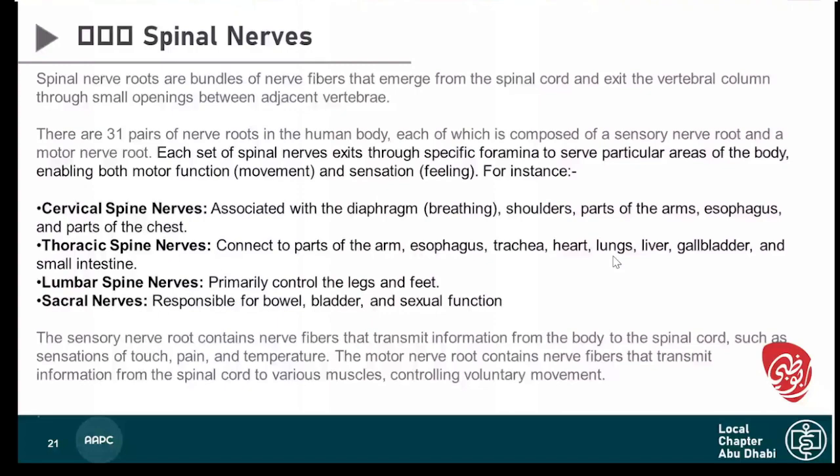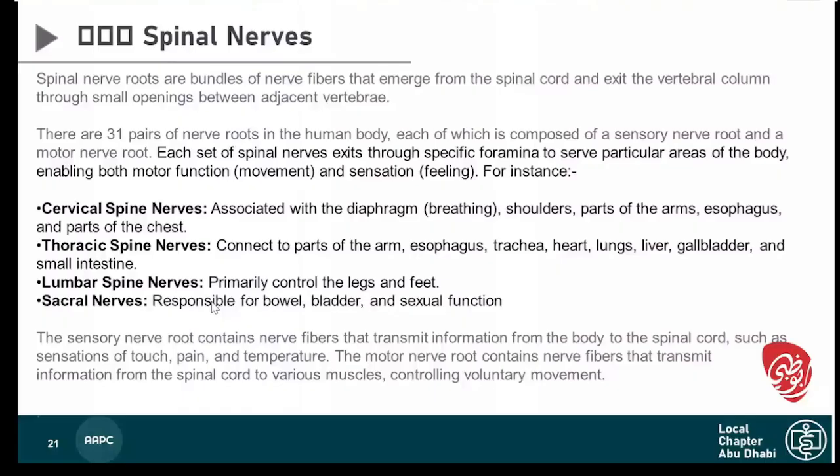Here we can see cervical spinal nerves associated with the breathing, shoulders, parts of the arms, esophagus, and parts of the chest. Whereas the spinal nerves that exit from the thoracic spine connect to parts of the arm, esophagus, trachea, heart, lungs, and small intestine. The nerves that exit from the lumbar spine primarily control the legs and the feet. And the sacral nerves are responsible for bowel, bladder, and sexual functions.